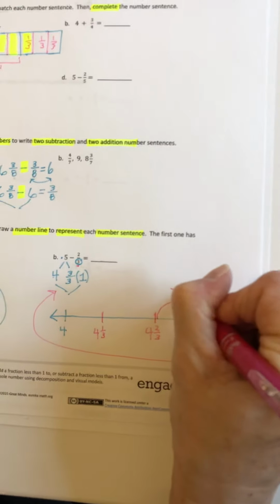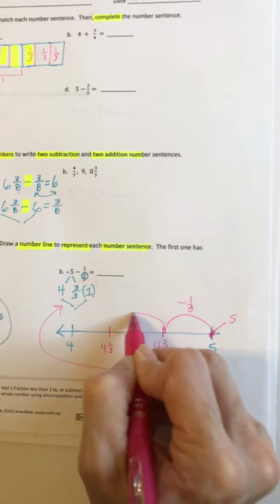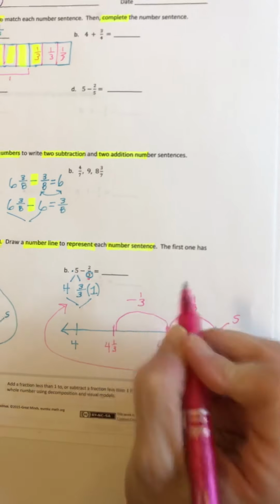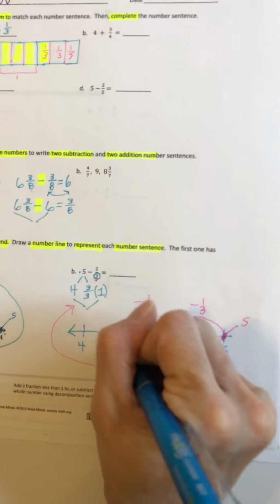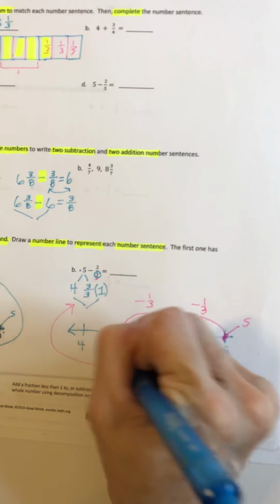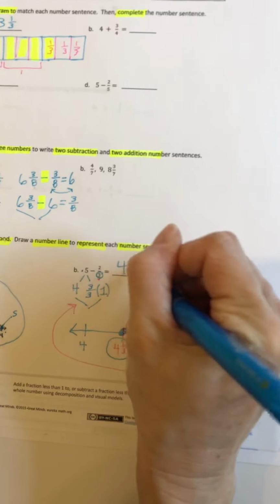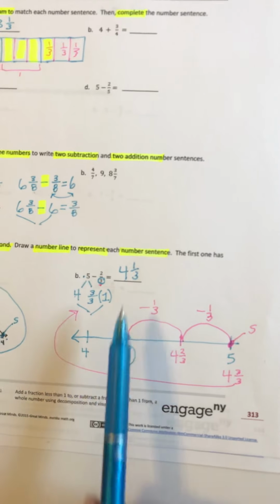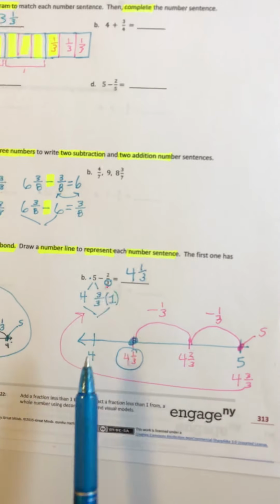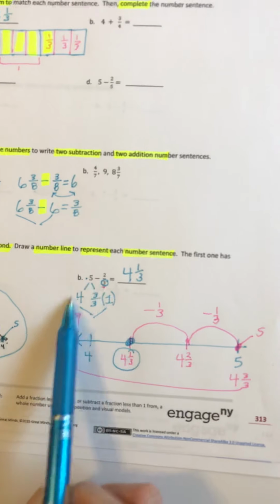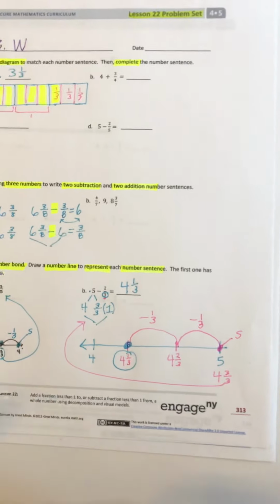1/3, 2/3, and what have we landed on? We've landed on an answer of 4 1/3, represented with a number sentence as well as a number bond, which we did here, and a number line here. Great job.